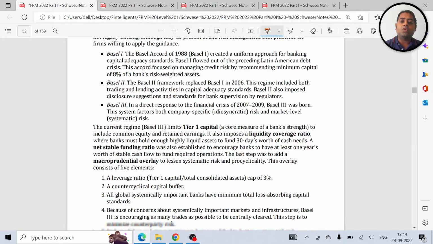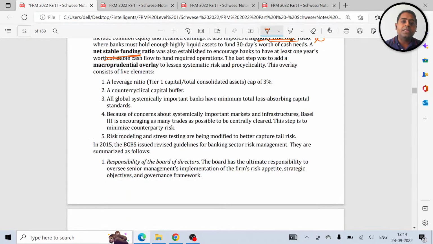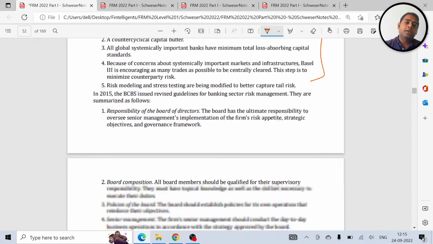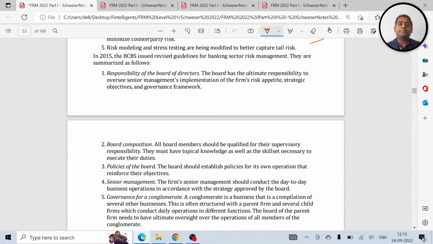Basel 1, 2, 3, not so important. Liquidity coverage ratio logic and net stable funding ratio are important from the exam perspective. These numbers, I don't think they can get tested in the exam because they are connected to more or less Level 2. So they might test Level 2 students on that, not Level 1. They have explicit chapters on Basel related risk. Let us move towards the next part.